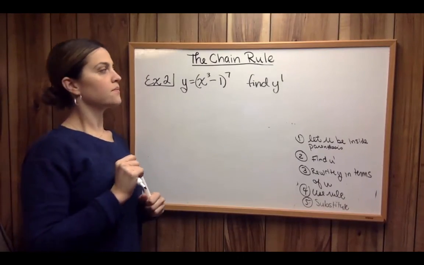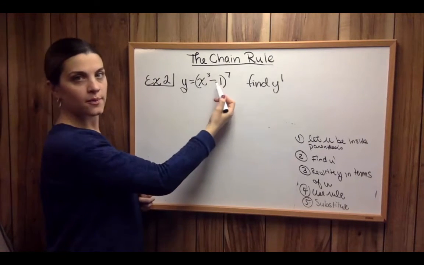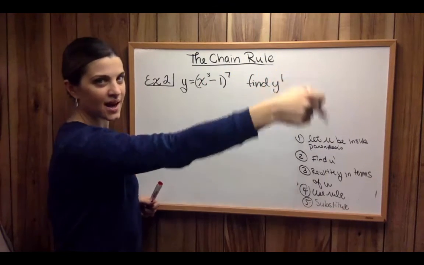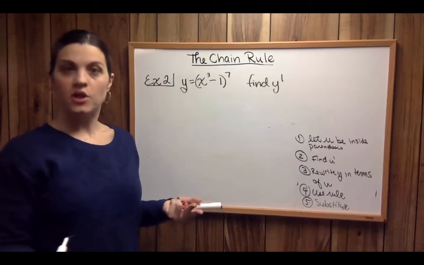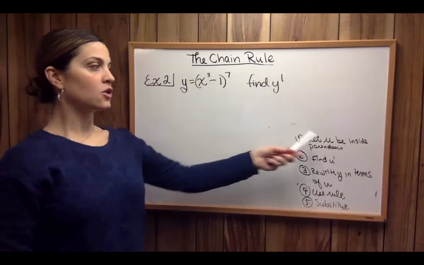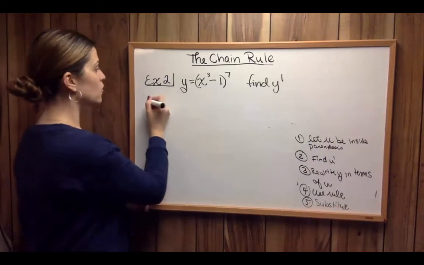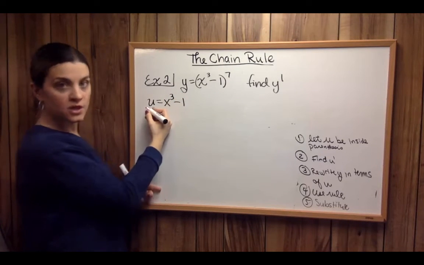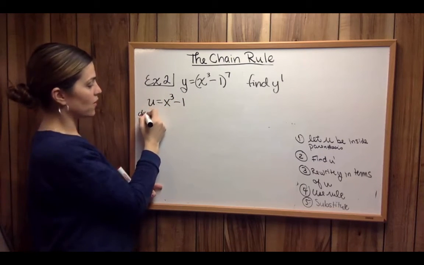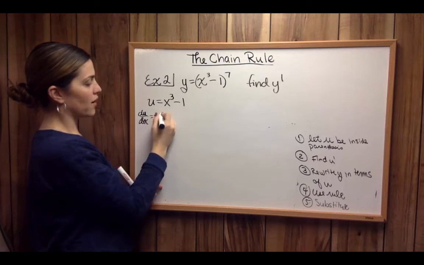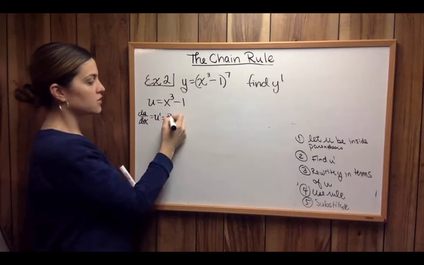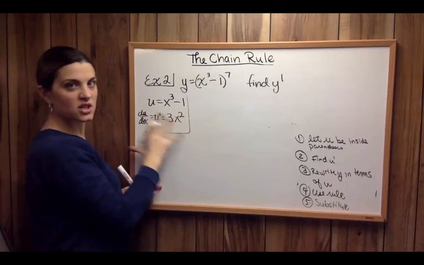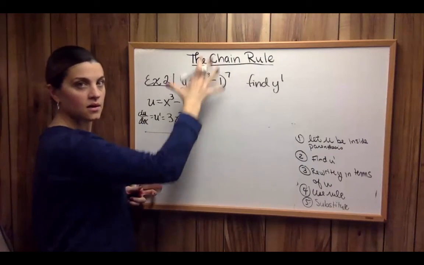Let's try this example. Y is equal to x to the third minus 1 raised to the 7th power. Find y prime. Now, you could expand this 7 times, but that's crazy. You have the chain rule. So first step, let u be what's inside that parentheses. So u is x to the third minus 1. U prime, or du over dx, they mean the same thing, is 3x squared.